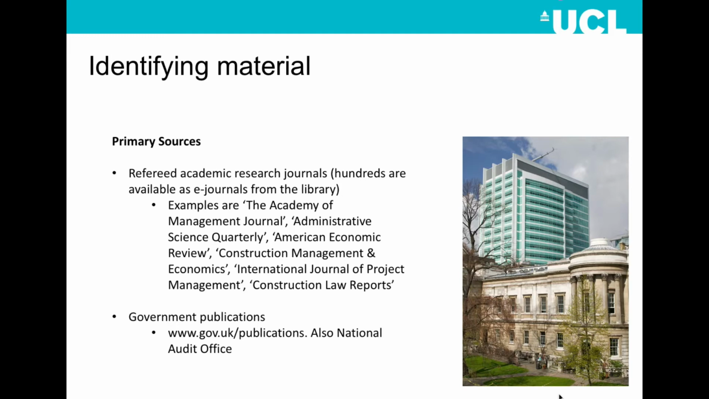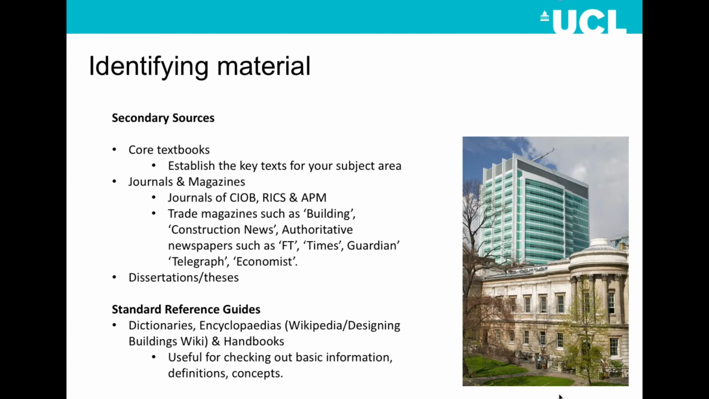Other important sources are the government publications because obviously they are usually quite objective in terms of the data and statistics that they publish. There are also some secondary sources, like, for example, the textbook or other types of journals and magazines, such as Times, Guardian, Financial Times, the Economist, Construction News, and even you can use dissertations or theses that have been already published.